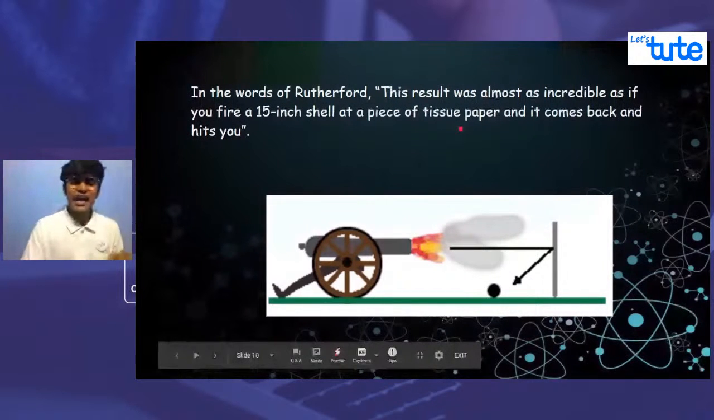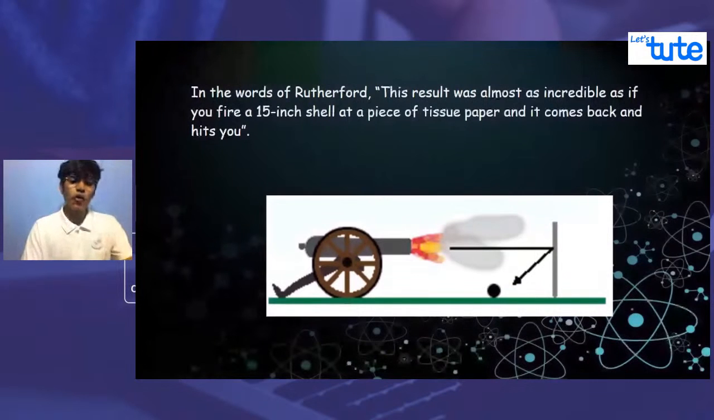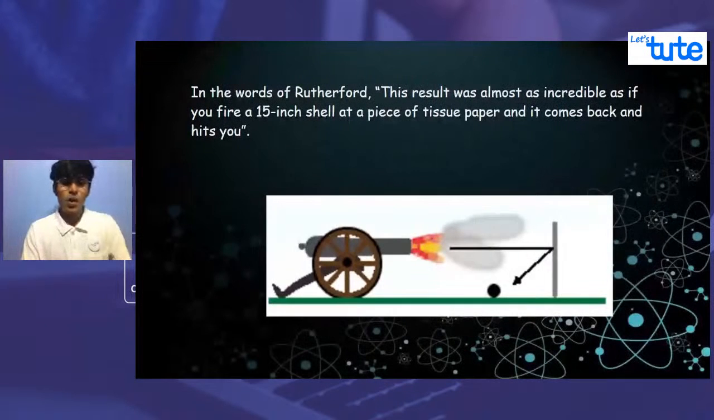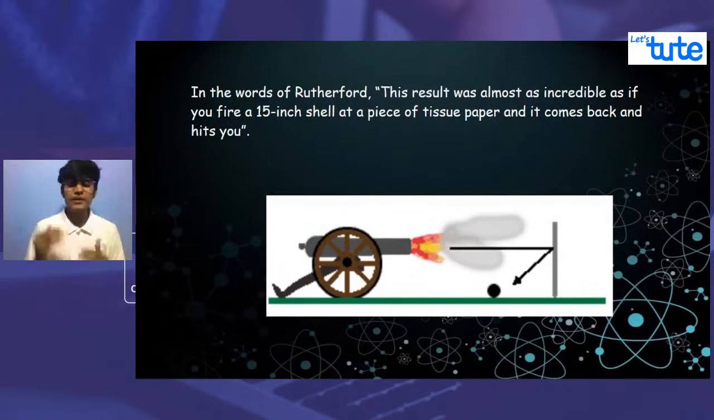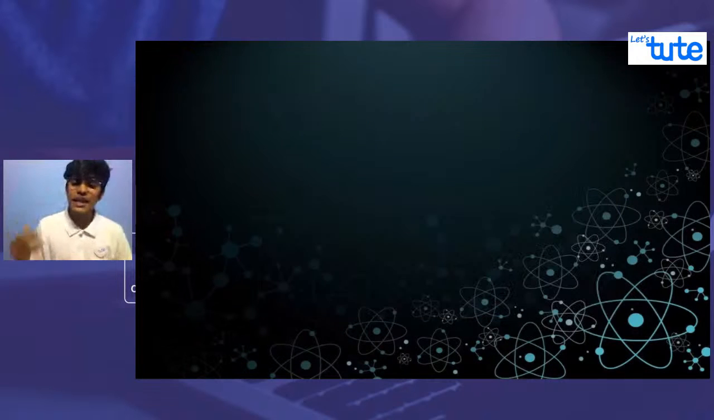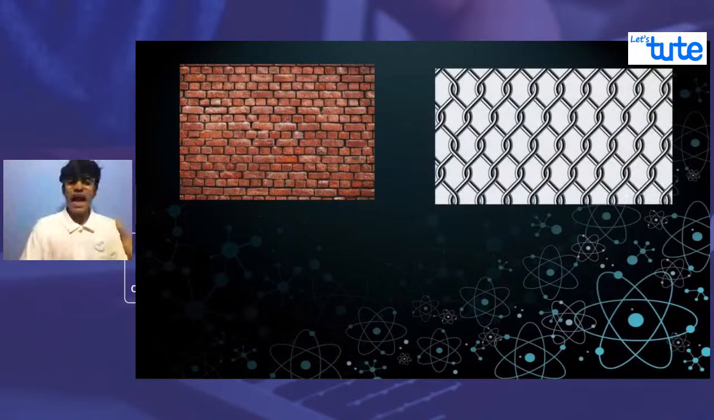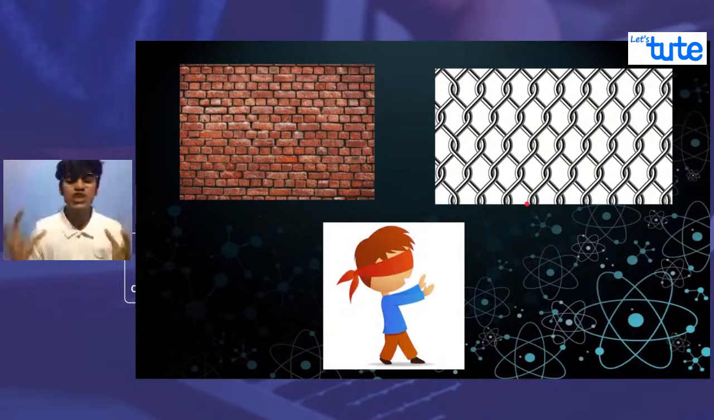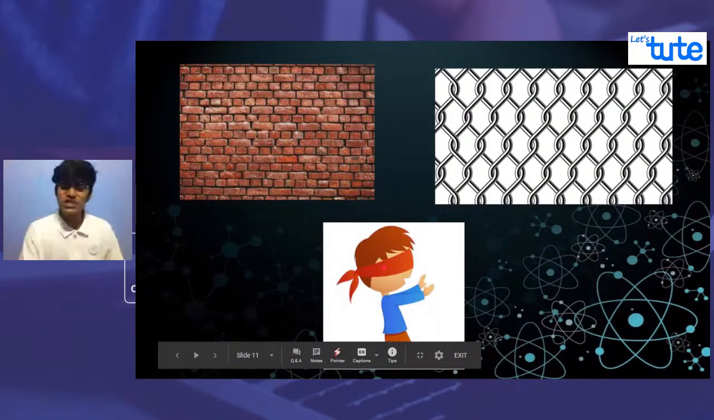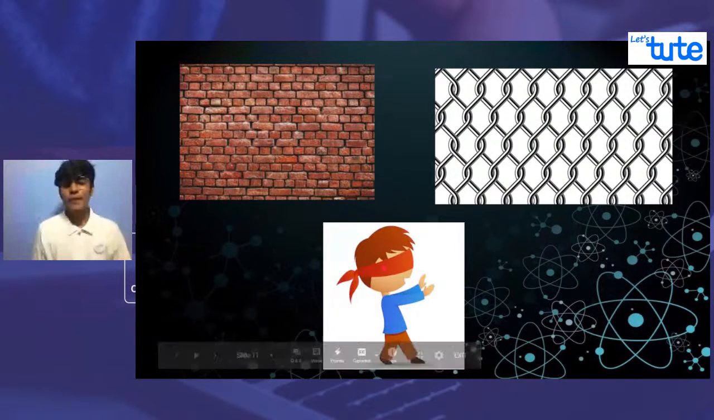To understand more about this experiment, and what conclusion he drew from the experiment, let us try to understand an example. Suppose you have a wall and a fence. The wall is fully covered and the fence has holes inside it. If you have a blindfolded child and you give him 10 stones in his hand, the task of the child is to throw stones at the wall or on the fence.